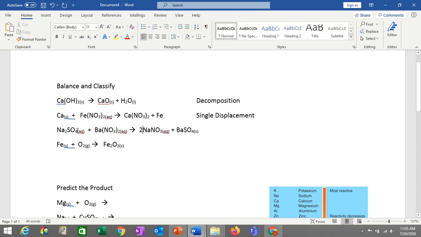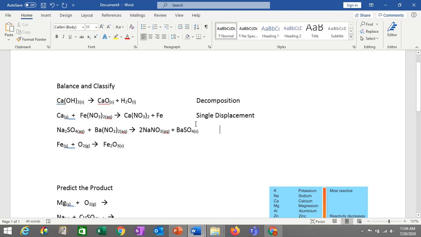Oxygens, let's total those up. I've got 4 oxygens from the sodium sulfate, and I've got 6 oxygens from my barium nitrate. So 4 and 6 gives me 10 oxygens in total. On this side, I have 6 oxygens from my sodium nitrate, and I have 4 oxygens from my barium sulfate. So that would mean that I have 10 on this side. So now this is fine. This has been balanced.